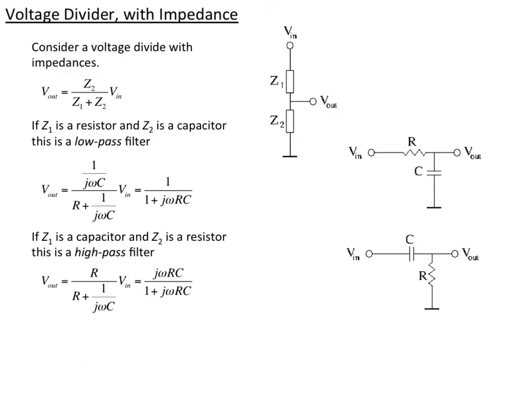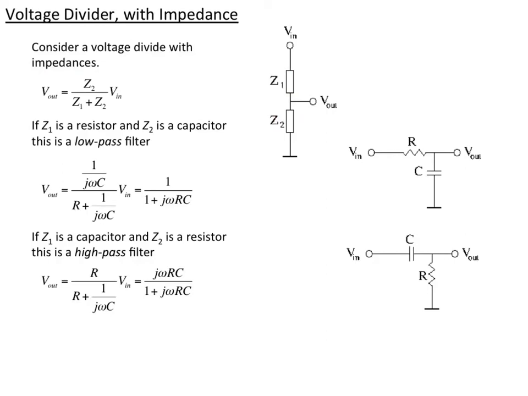We can redo our voltage divider using general impedances rather than resistors. So here's the tried and true voltage divider, where I've just replaced resistors with general impedances, and the formula is just the same. It's Z2 over Z1 plus Z2, but now those are complex numbers, and I can make interesting things because of that. If I make Z1 a resistor and Z2 a capacitor, then I just plug in here and I'll get a low-pass filter.